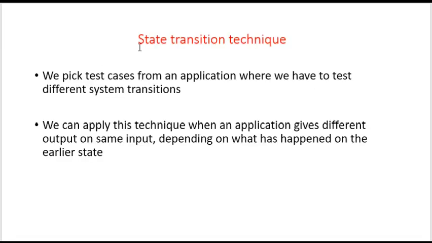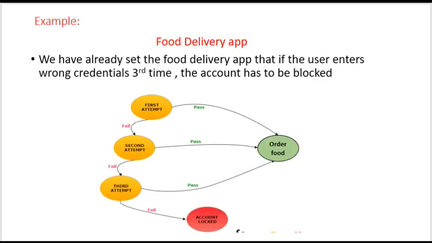State transition technique. In the state transition technique, we pick test cases from an application where we have to test different system transitions. That is, we have to test different stages of the application. We can apply this technique when an application gives different output on the same input, depending on what has happened in the earlier state. We'll understand by looking into an example.